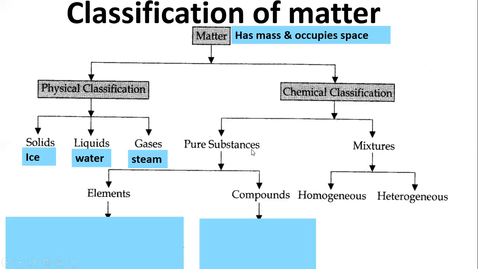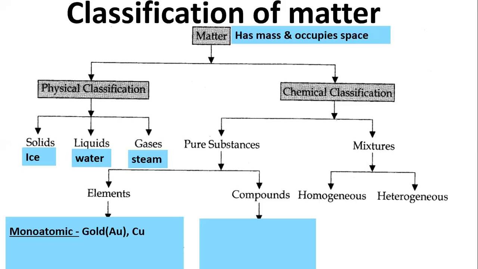A pure substance is nothing but something composed of simple atoms or molecules. For example, this pure substance is further classified into elements and compounds. So let us see what is meant by an element. An element is composed of only one type of atom. We all know an atom is a tiny particle which is made up of proton, neutron and electron.